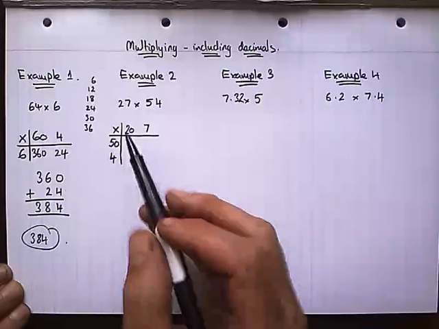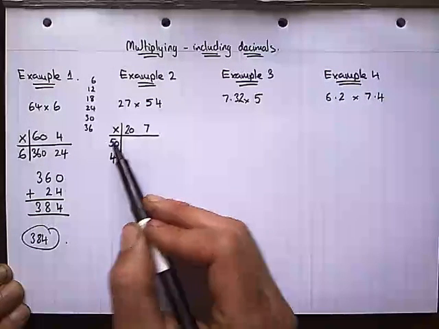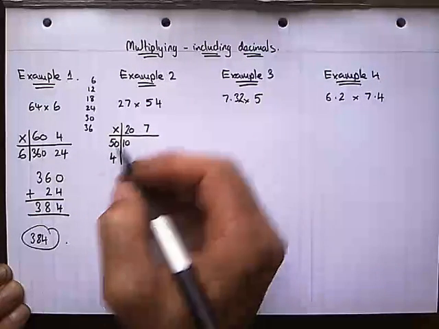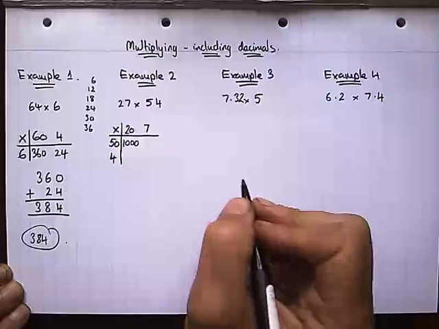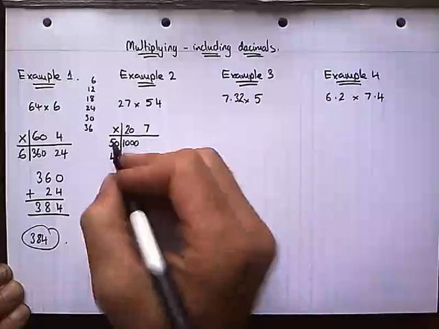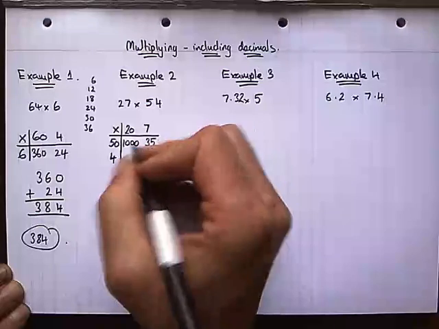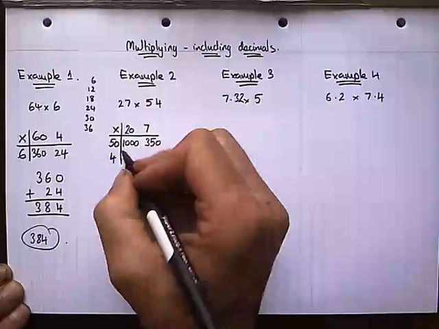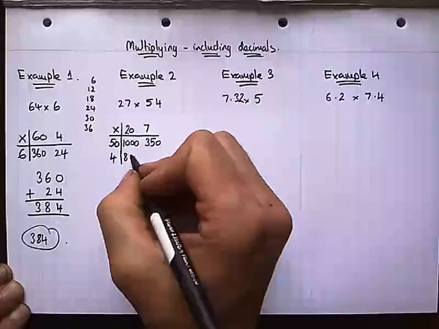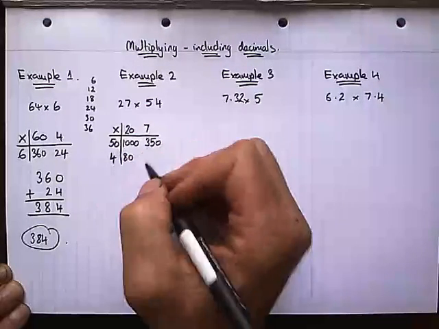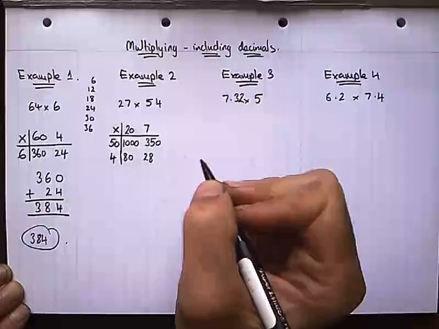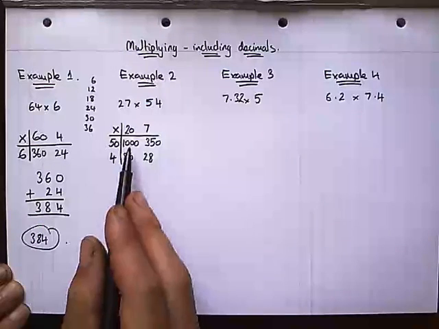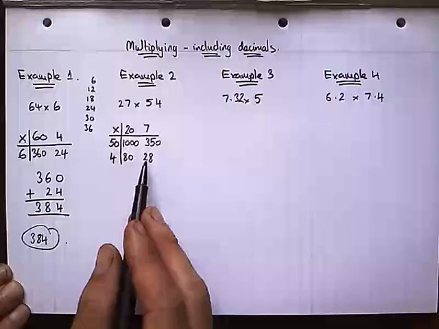So 2 times 5. 2 times 5 is 10. But then I've got 1 0 here and 1 0 here, so I need to add on those two zeros. 7 times 5 is 35. 1 0 on the 50. I've got 4 times 2, which is 8. 1 0 on the 20. And 4 times 7, which is 28. And just like I did before, I now need to add the answers together. So 1,000, 350, 80 and 28.